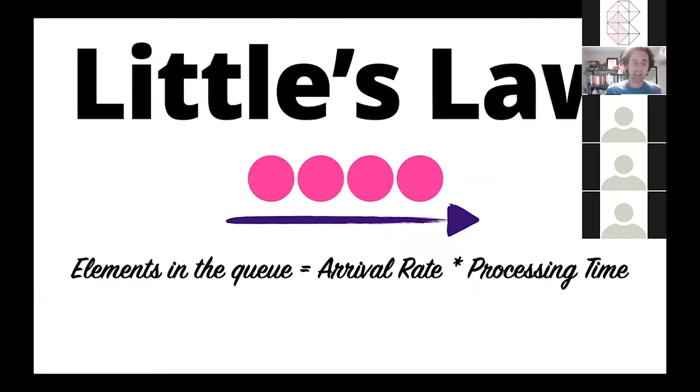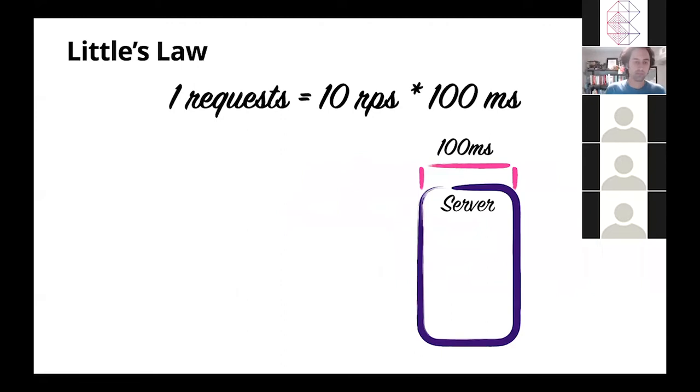But Little's Law states that the number of elements in the queue, the amount of things waiting to be worked on, is equal to the arrival rate multiplied by the average processing time. And it's important to note that those are averages. You can look at just the average arrival rate and average processing time, and then work that out to be the number of elements in a queue. So let's see if we can build an intuitive understanding of how this works. If we have a server whose processing time is 100 milliseconds and we send 10 requests a second, that basically works out to balance each other out. So at any given time, we should have one request pending.